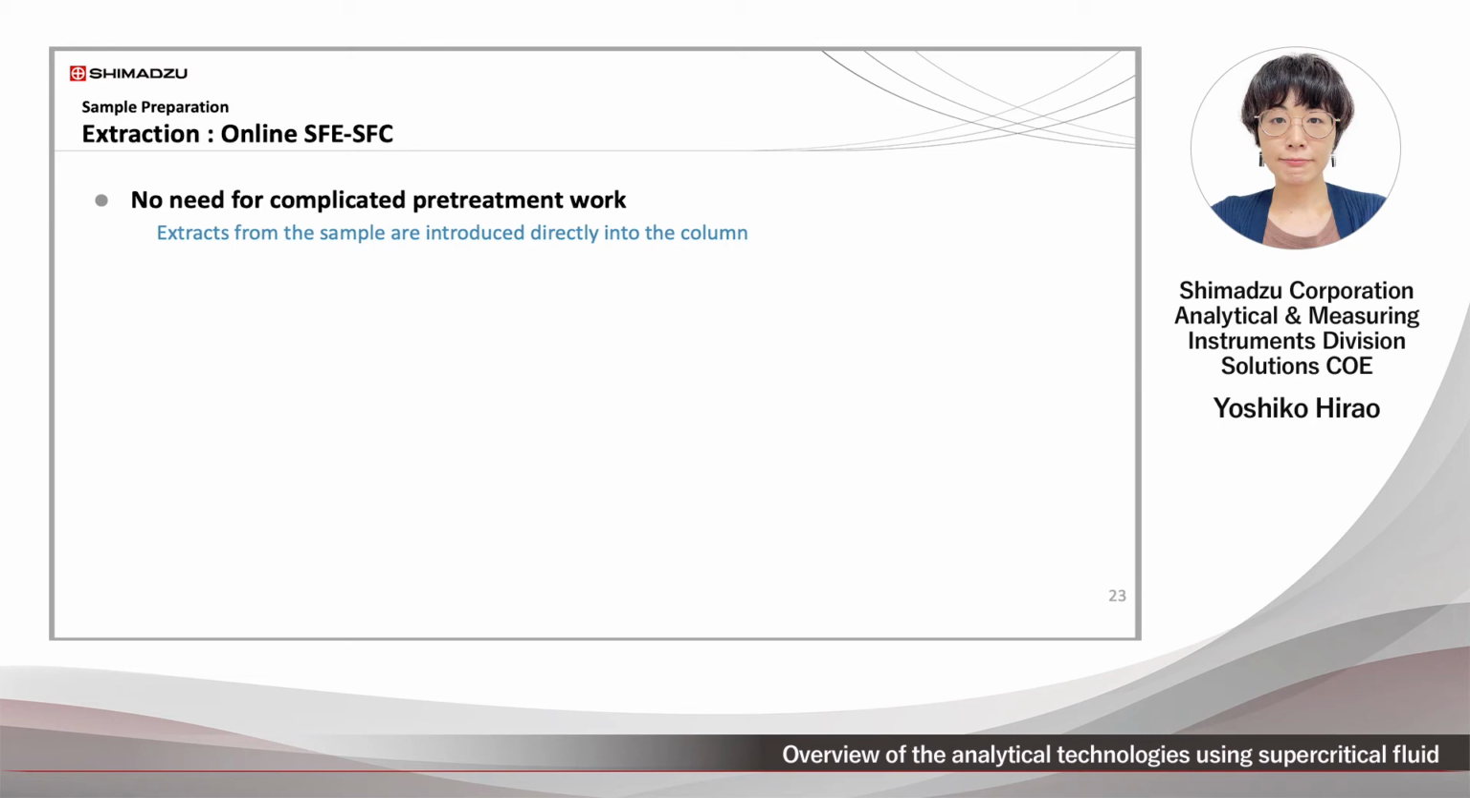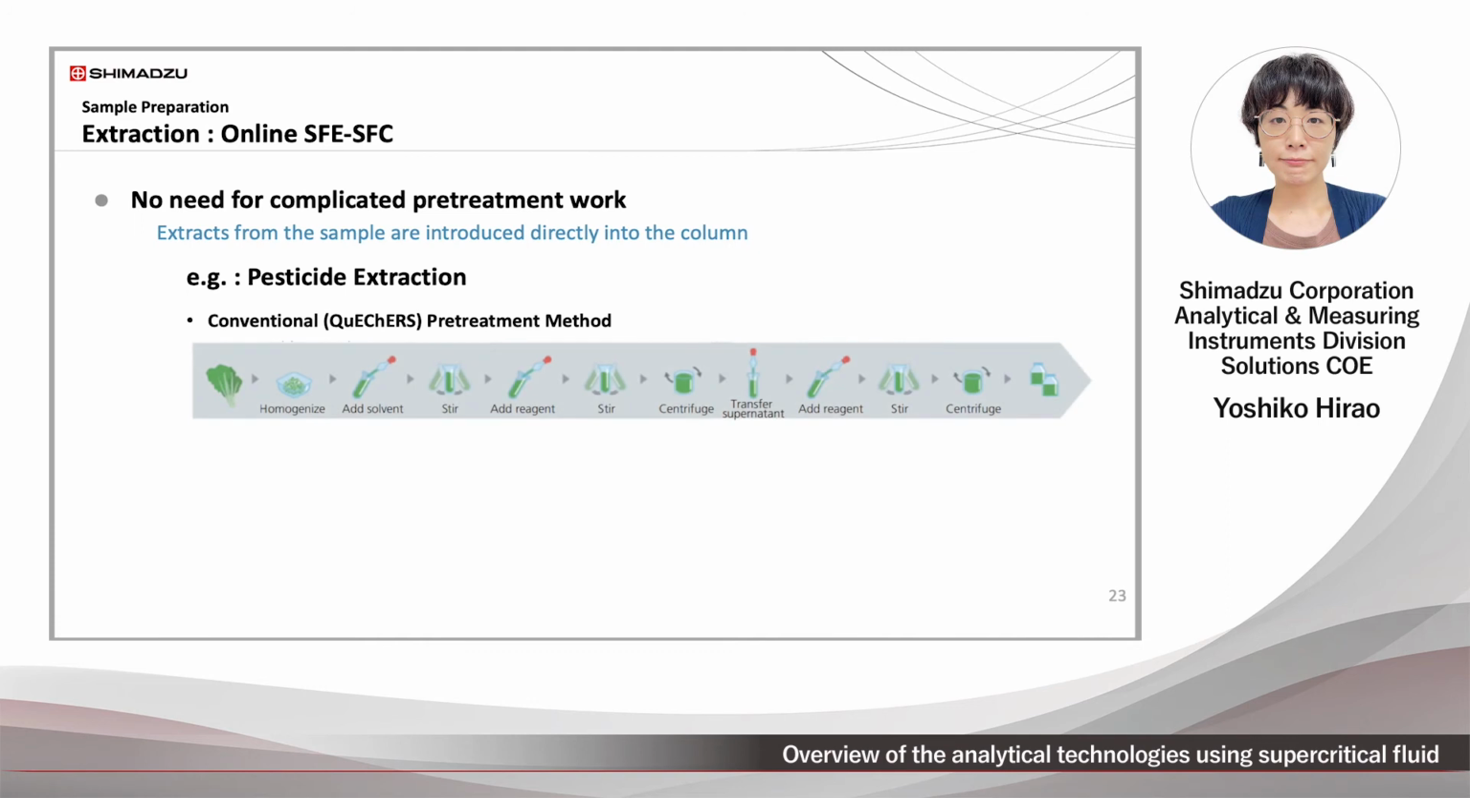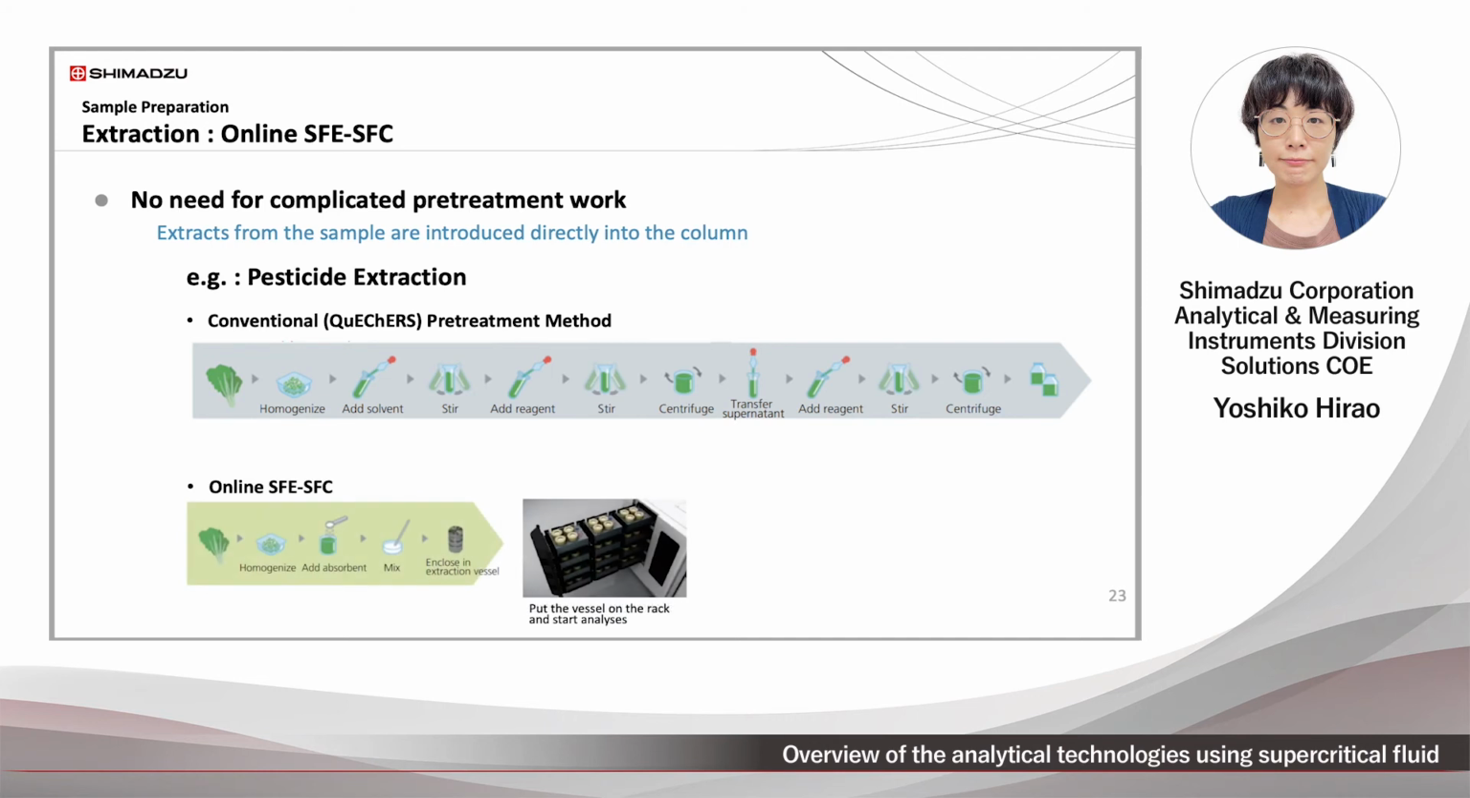First, I will introduce an extraction method using carbon dioxide. This is called supercritical fluid extraction. SFE enables the extraction of target components without complicated operations. For example, compared to the process of pesticide extraction in agricultural products, the conventional method required pretreatment that involved many processes. In SFE, a sample mixed with a solvent is just placed in a dedicated vessel.